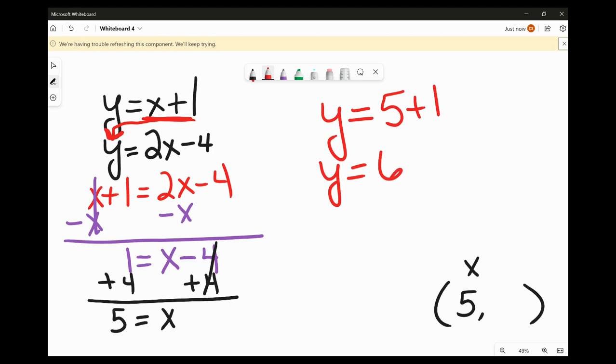And so y equals 6. That's my y value. So my solution to my system is positive 5, positive 6. If I were to graph those lines, that's where they would intersect.